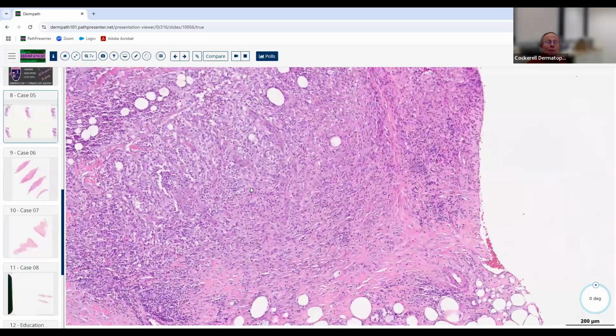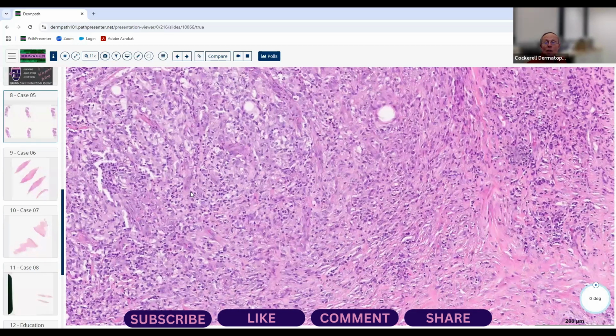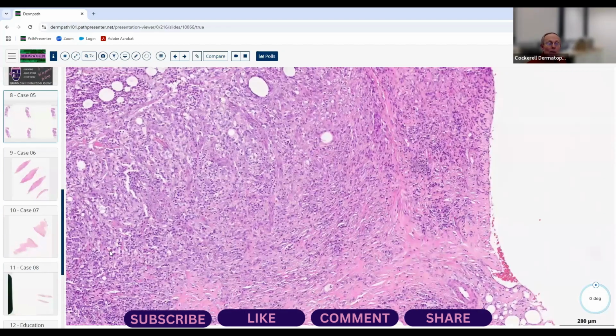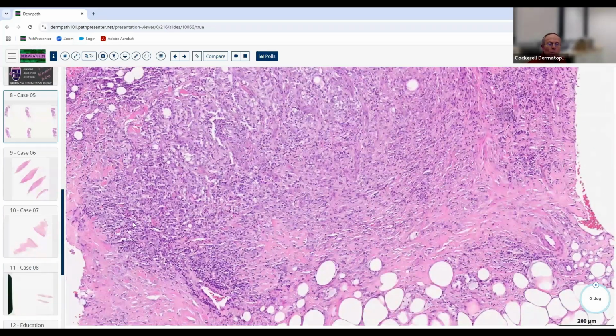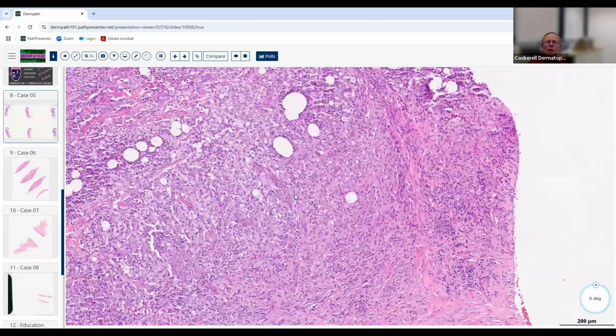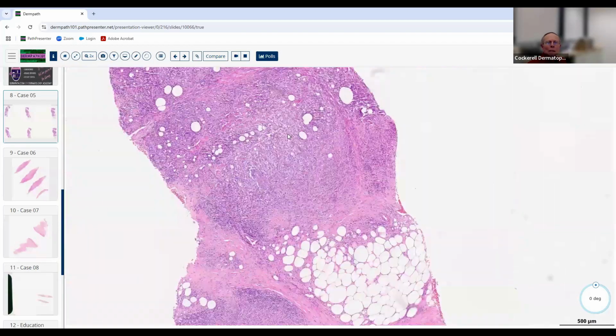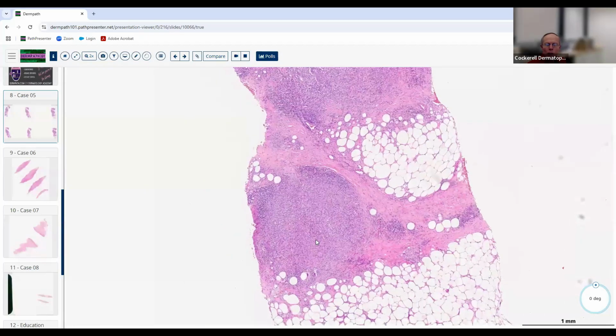Okay, and now we're going to higher magnification. Boy, look at all these histiocytes here. There's a ton of them. And there's some lymphocytes in here. There might be some neutrophils too, right over here. There's some, but it's mostly histiocytes with some lymphocytes, but there are some polys too. Okay, and it's pretty diffuse, like we said before.